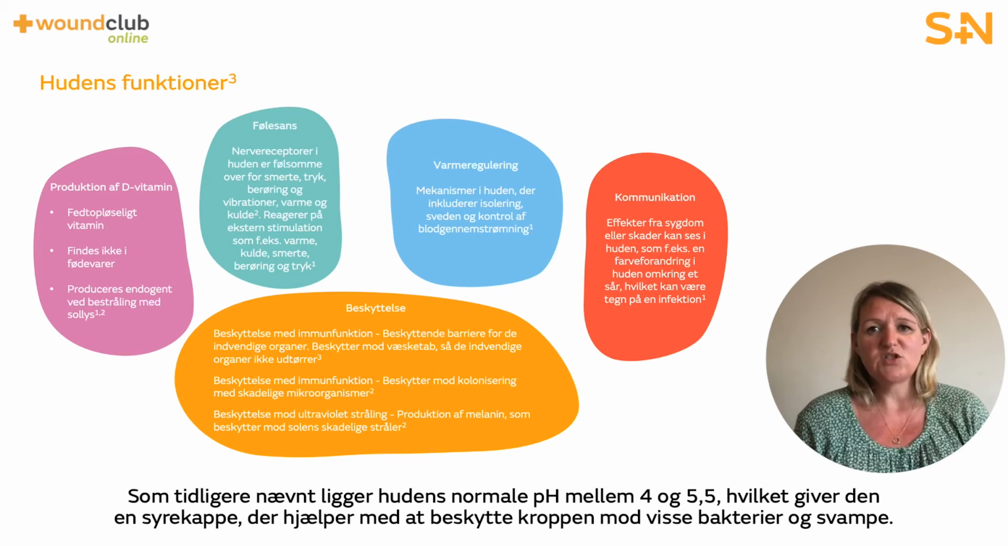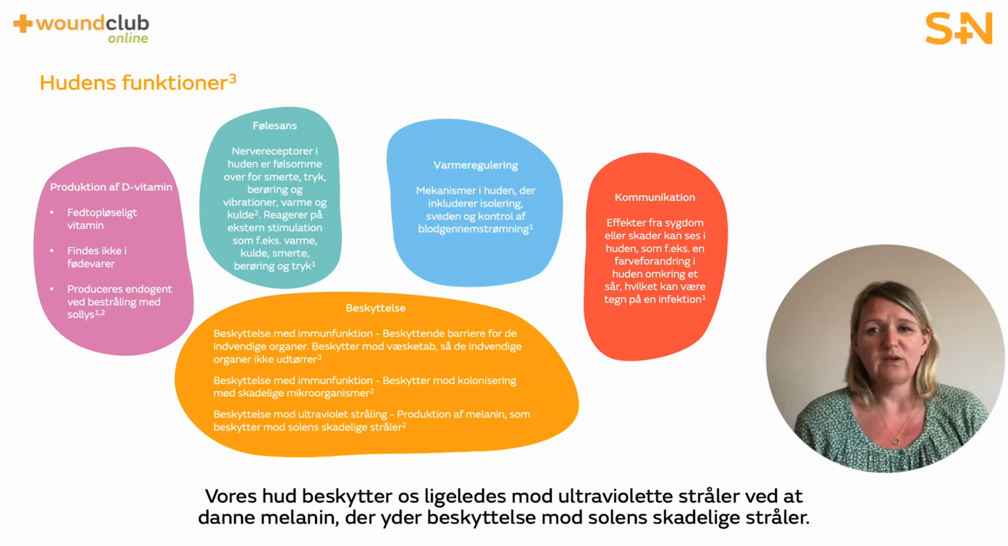As previously mentioned, the normal pH of the skin is between 4 and 5.5, giving it an acidic mantle that helps protect the body from certain bacteria and fungi. Further protective elements of the skin include protection from UV radiation by producing melanin that protects against the harmful rays of the sun.